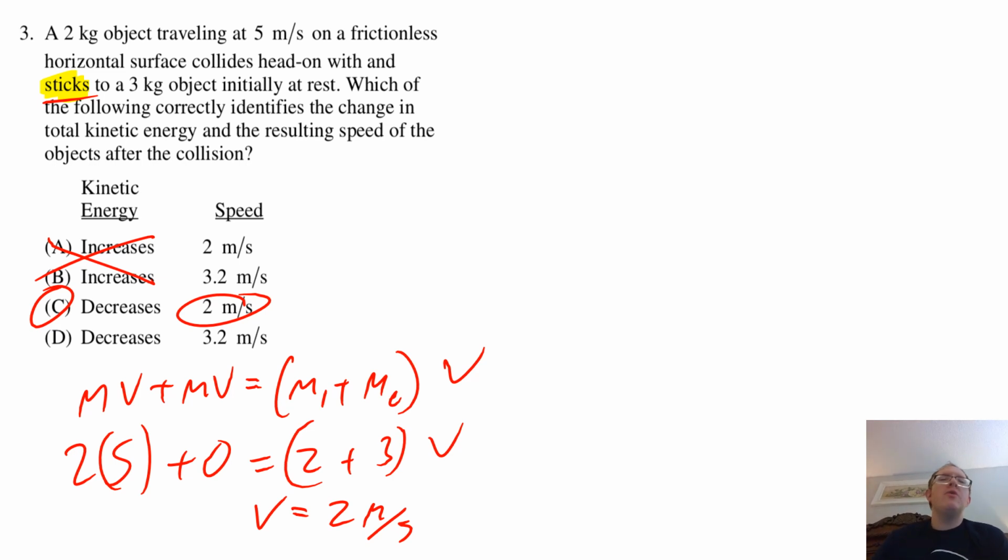If you did not know that inelastic collisions lose energy, you could then plug in the velocities and use 1/2 mv squared. But you should know that inelastic collisions that stick together lose energy, because if you don't know that, you might actually try to use conservation of energy when you're not allowed to. So it's very important you know that elastic conserves energy and inelastic does not.